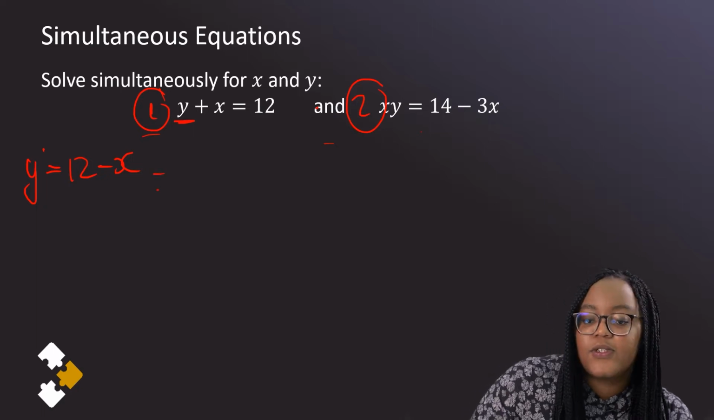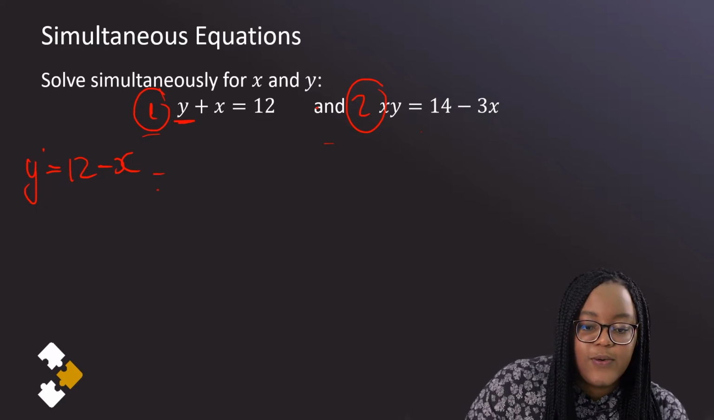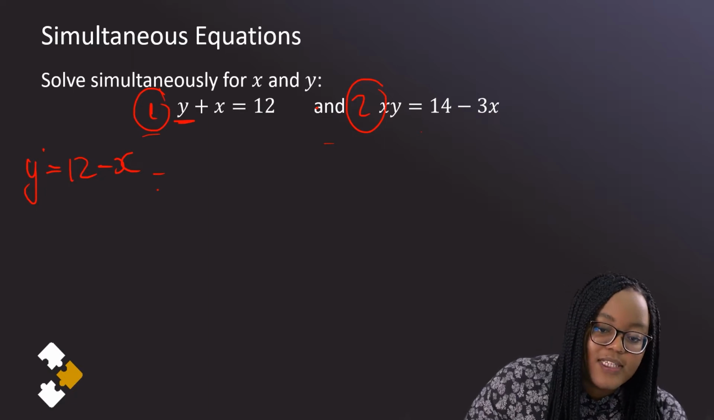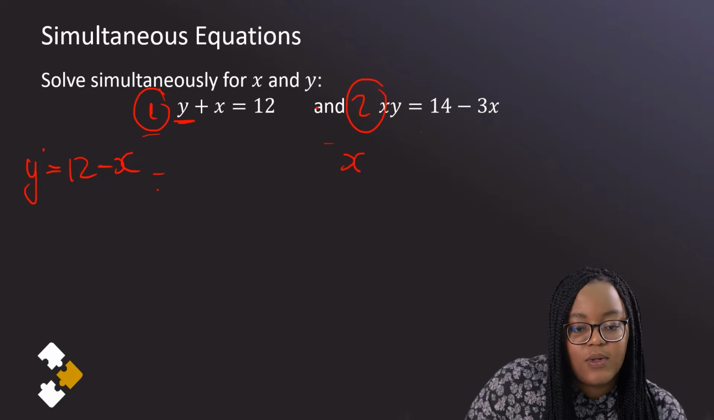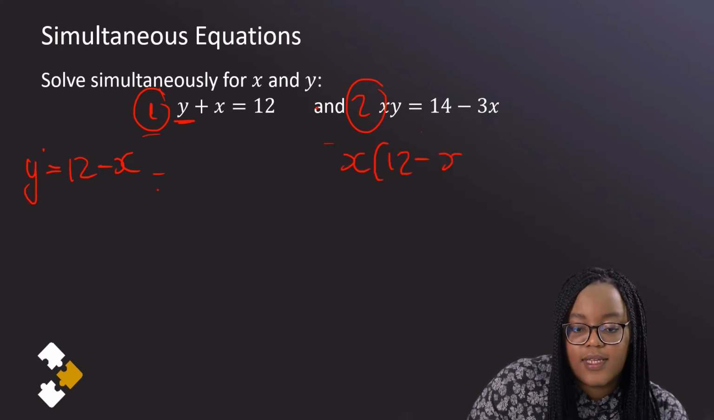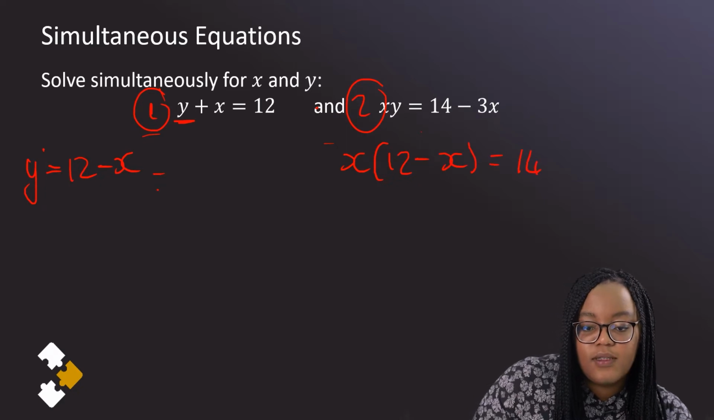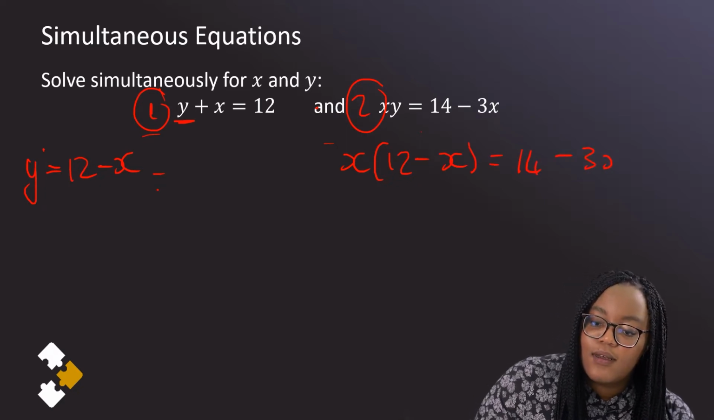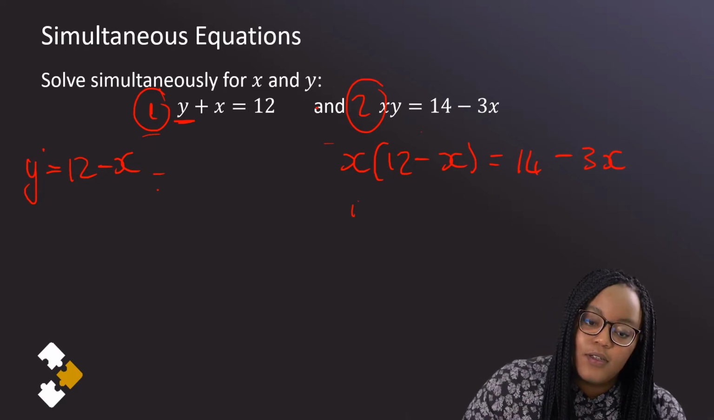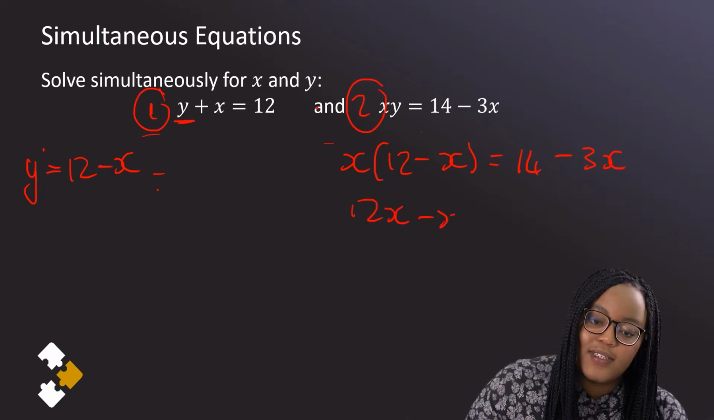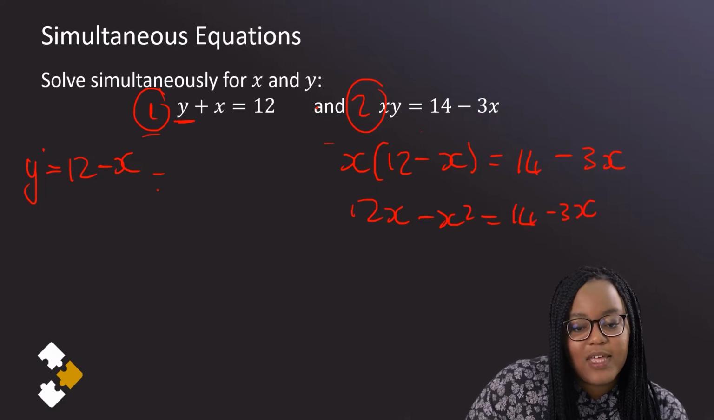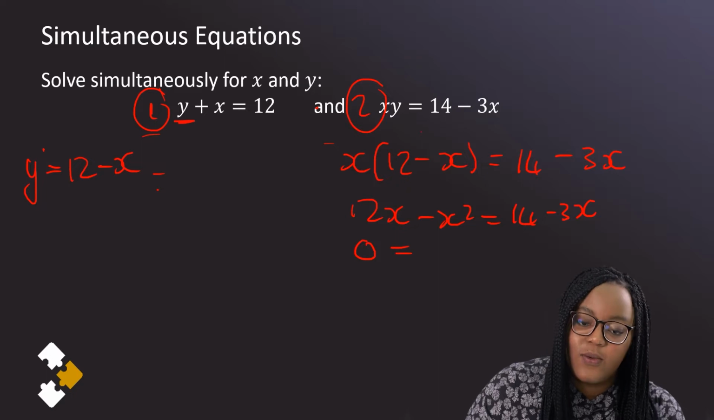I'm going to substitute that into my second equation, which is xy is equal to 14 minus 3x. To substitute this value of y in, you'll get x times 12 minus x is equal to 14 minus 3x. We're just going to solve for x in this equation. 12x minus x squared is equal to 14 minus 3x. I'm going to move everything over to one side and make it equal to 0.